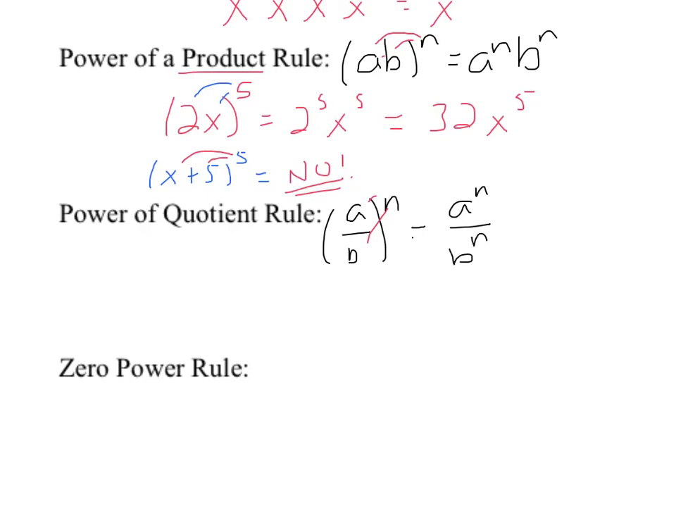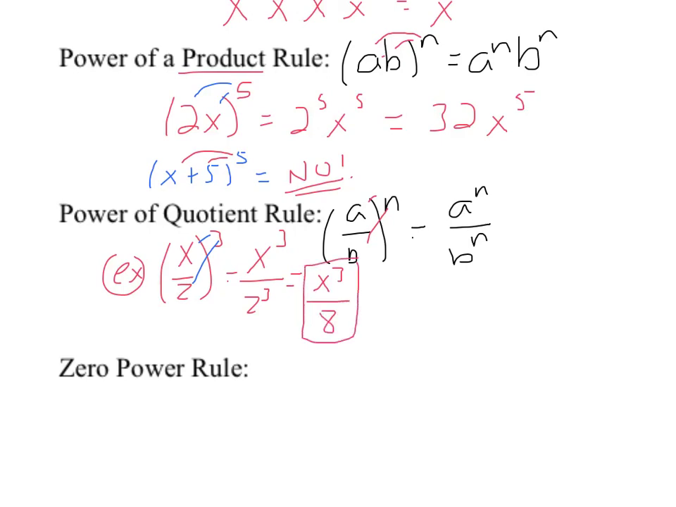Example there would be (x over 2), all raised to the third power. We would distribute that power and get x to the third over 2 to the third, which actually can be calculated. 2 to the third is 8. And this ends Section 1, Video 2.